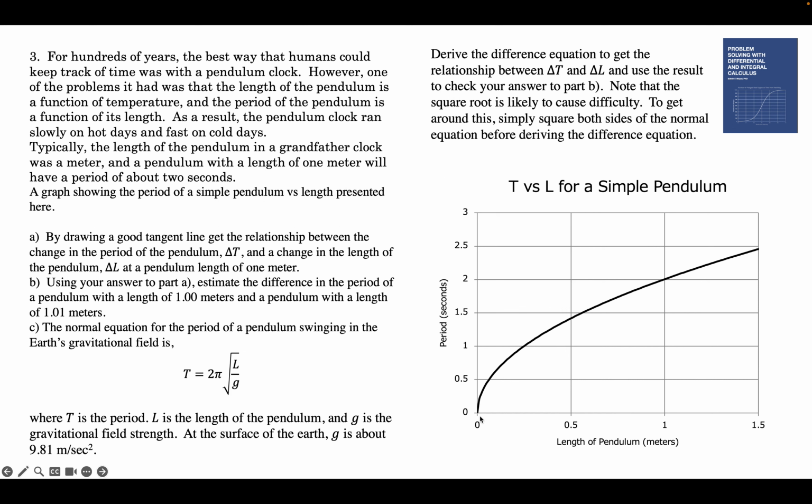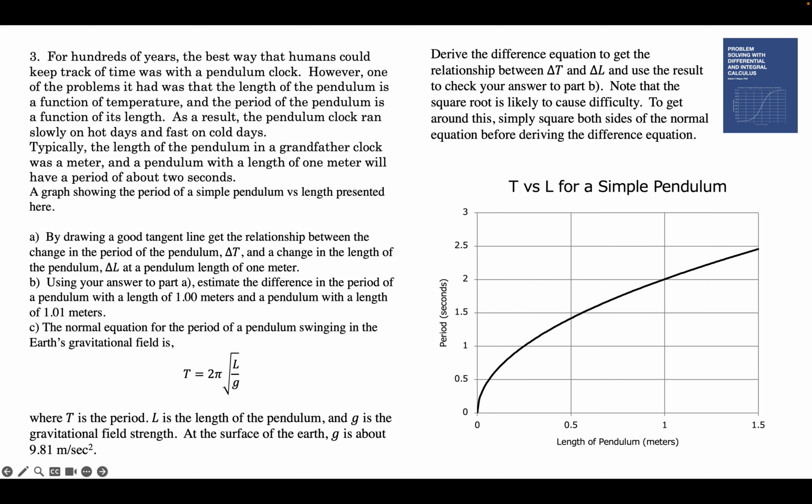So here's a graph. If you have a pendulum that's 1 meter long, it's going to take very close to 2 seconds to go back and forth. So 1 second to go back. So from one side to the other, it's very close to 1 second. And that's what a grandfather clock is.